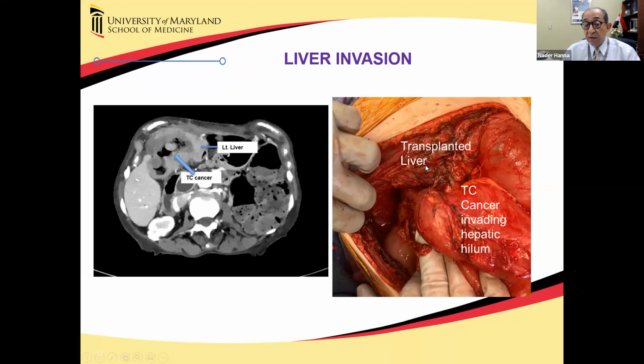You can see here the transplanted liver is right here. And the issue was this tumor was invading right here into, unfortunately, the hepatic hilum and the portal structure. So the only way to take this out is you would have to take the transplanted liver out. And clearly we were not going to do that in this emergency situation. So unfortunately we had to abort the case and do a diverting ostomy and treat the patient with chemotherapy.